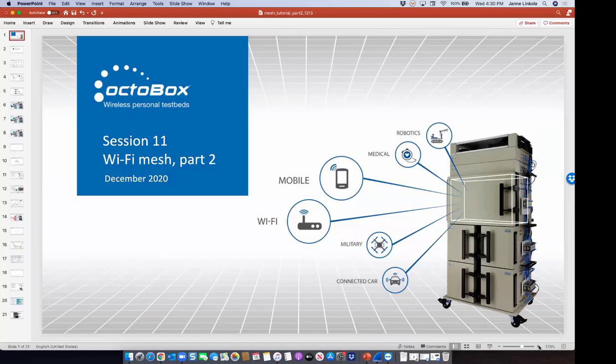Welcome to octoScope's tutorial number 11. We appreciate you all joining, and we would like to point out that this is the first one of our tutorials where we have actually done a part two. We had a lot of interest in our tutorial number 10, which is our mesh tutorial. And so we decided to dig a little deeper this time.